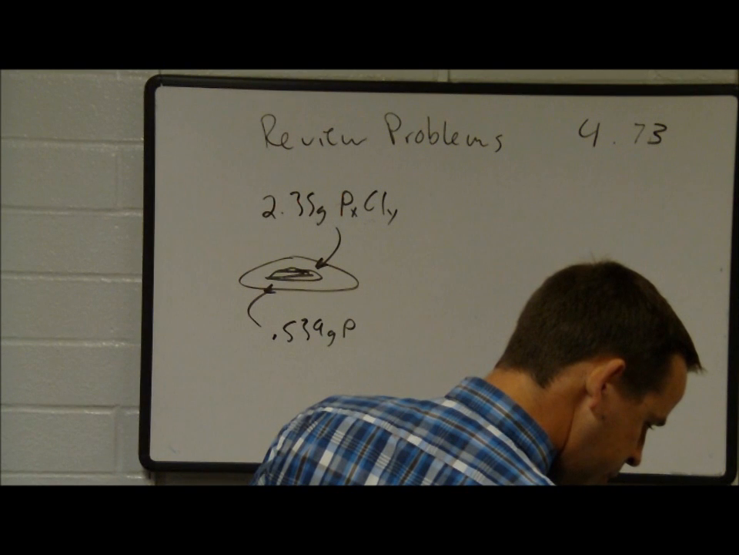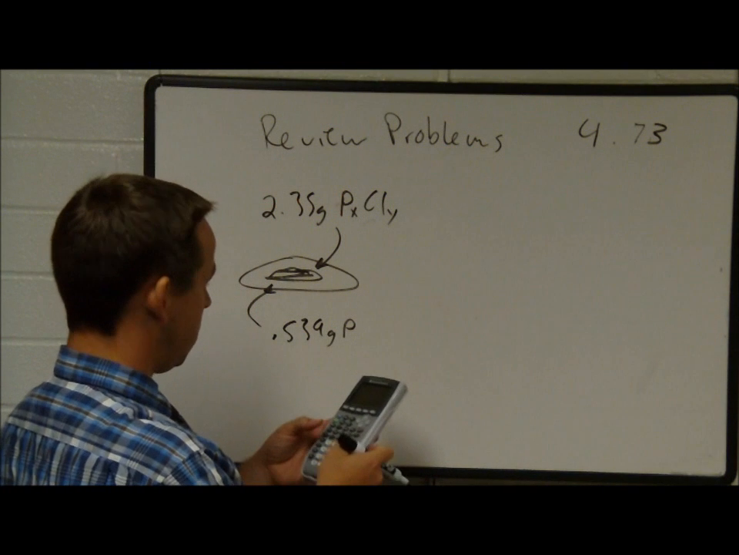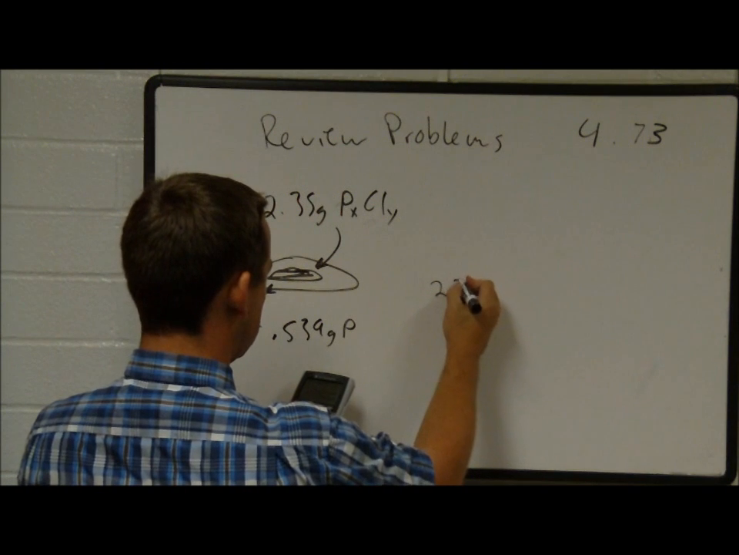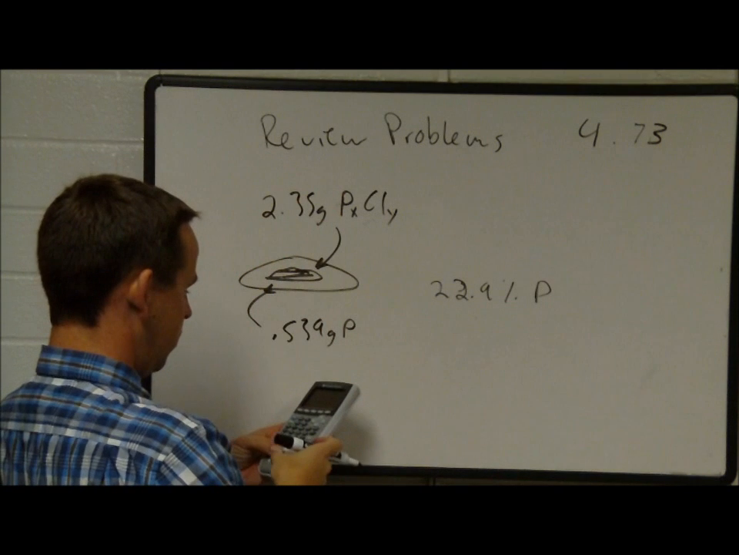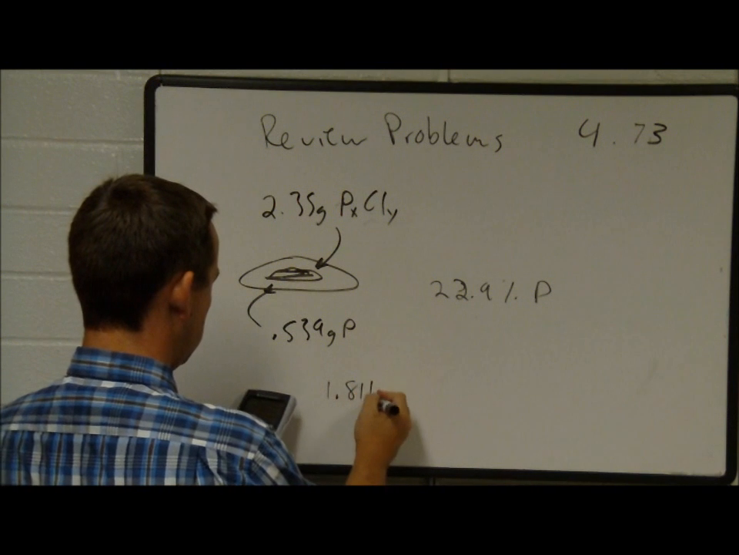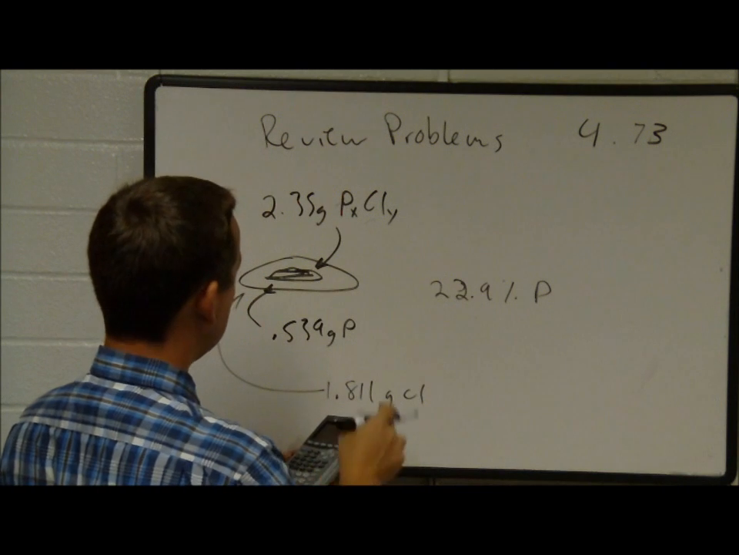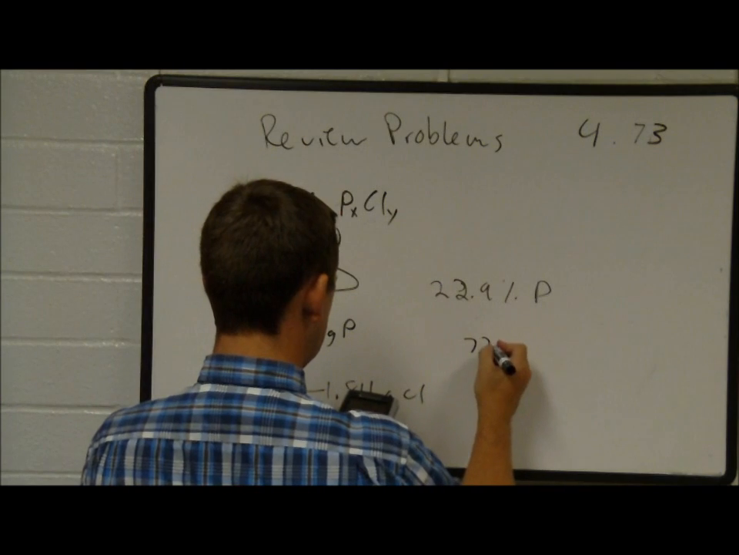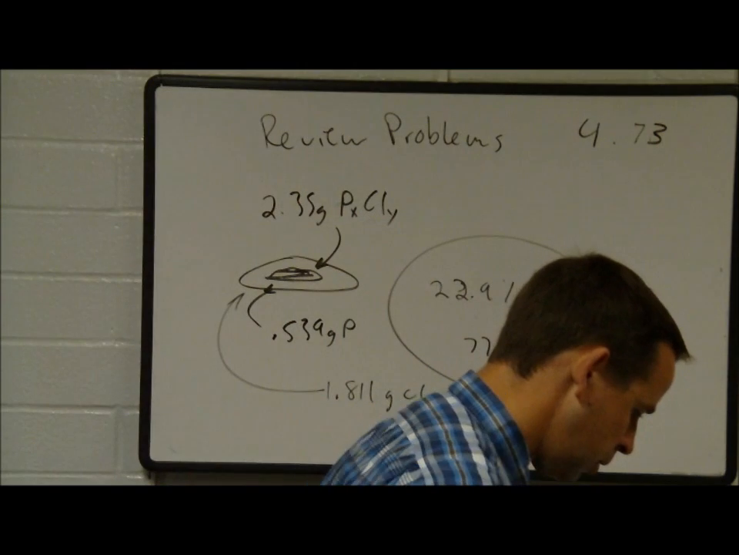What are the percentages of mass of phosphorus and chlorine in this compound? Well, phosphorus is 0.539 divided by 2.35, so that's about 22.9% phosphorus. Chlorine is going to be 2.35 minus 0.539, and that's 1.811 grams due to chlorine. Then we take 1.811 divided by our total mass, 2.35, and that gives us 77.1% chlorine. All right, there's 473.